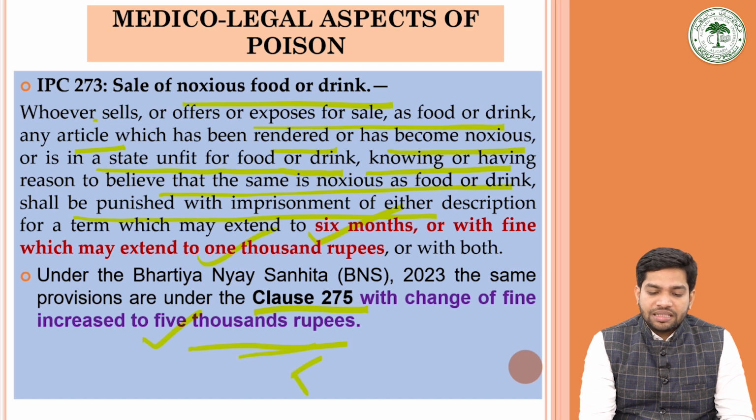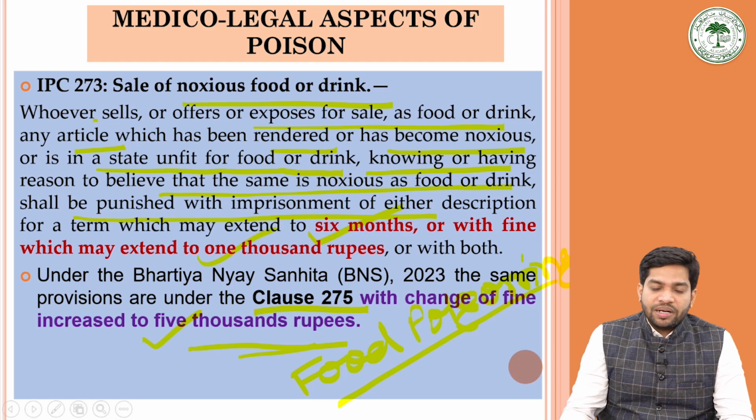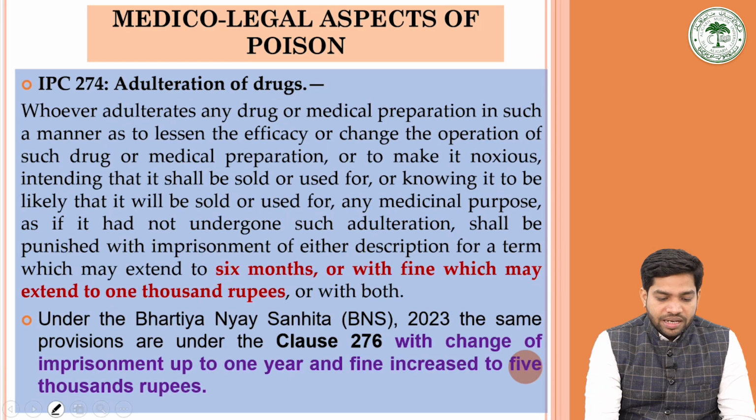So this clause is related to food poisoning. If someone sells a food poisoning product with his knowledge, then he will be held responsible and punished under this section. Next, adulteration of drugs.